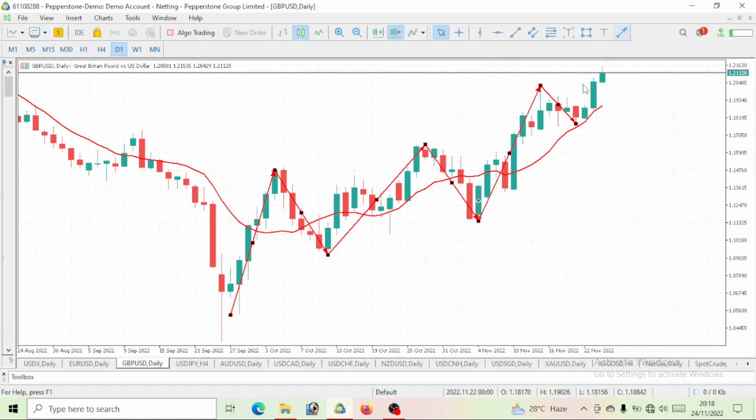So if you take a look at this pullback, it came to our moving average and tapped it. After it, what do we expect? Another bullish move. We also said that we want to see that bullish move break this high, right? Guess what we've had? We've actually gotten that movement. We've broken this high. So this new high has broken. We are now on a new high on GBPUSD.